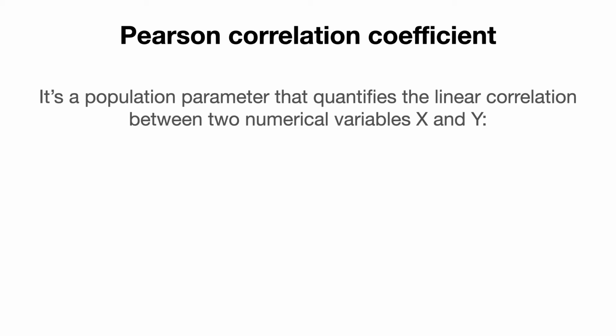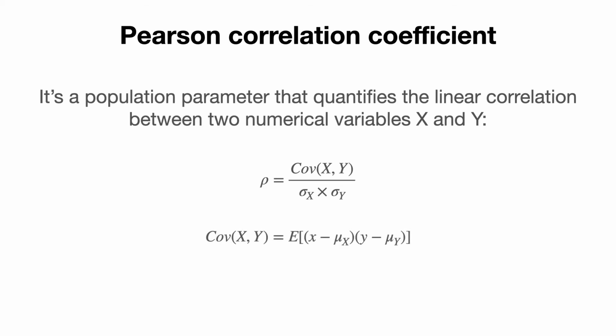As I mentioned, it measures the linear correlation between two numerical variables x and y. And the definition is there. So rho. Here you have the standard deviations. First, the covariance. The covariance is a measure of how x and y vary together. Again, without getting into the nitty-gritty, it's just the expected value of this kind of joint term.